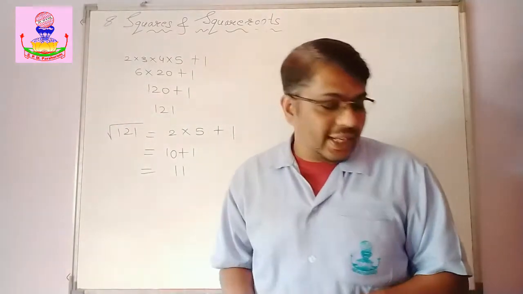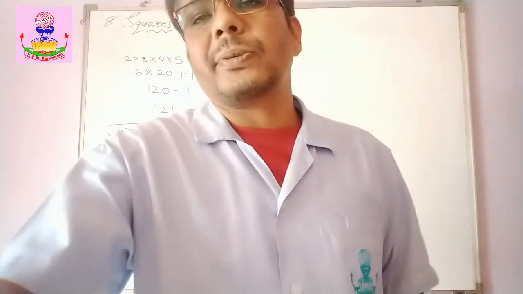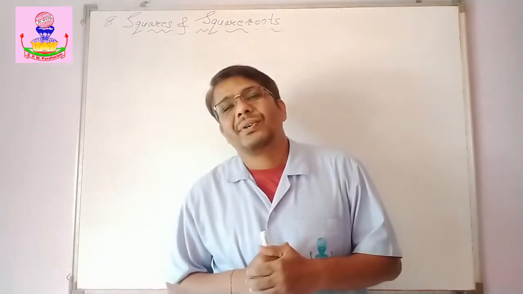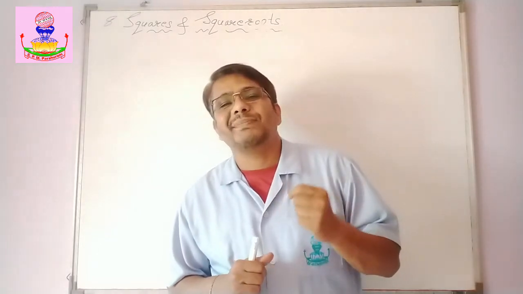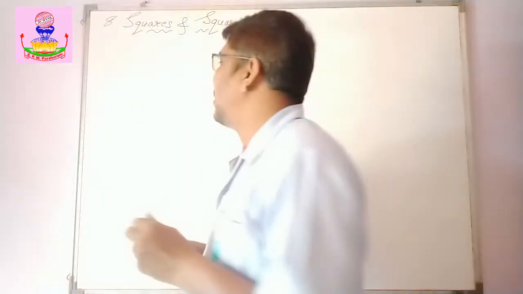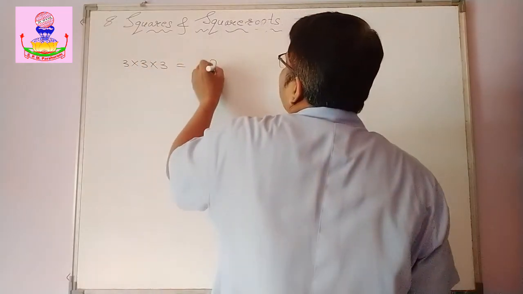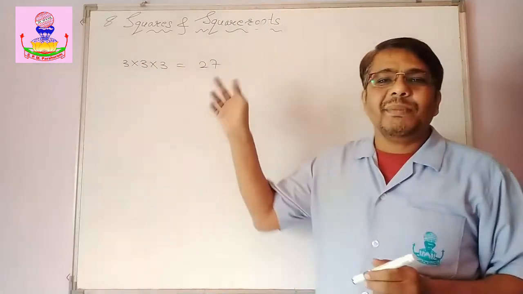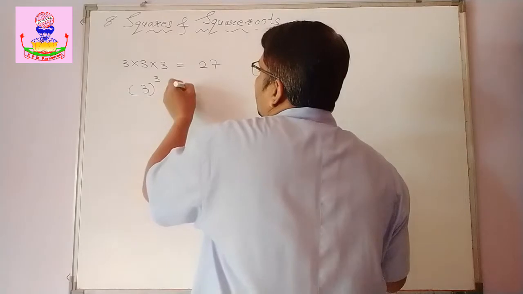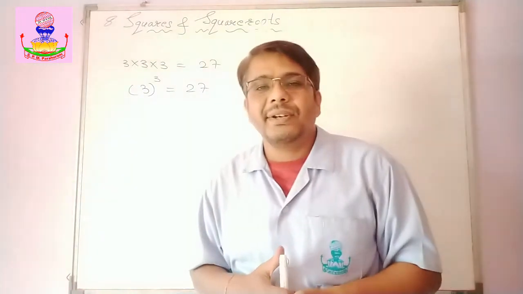Okay? Now, let's move to the next part, that is cubes and cube roots. Now, cubes. So what are cubes? When a number is multiplied by itself 3 times, the product we get is called the cube. For example, 3 into 3 into 3. What do I get? 27. So the product we get is called the cube. How do we write it? 3 raised to 3 is equal to 27. Or we read it, cube of 3 is 27. Do you get it?